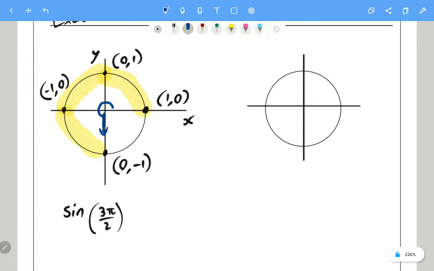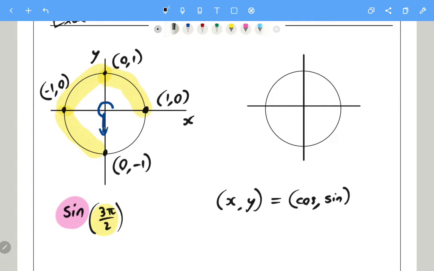And the second part of it is to do with whether it is sine or cosine. In this case, it's sine. Now remembering, the x-coordinate and y-coordinate match up with cos and sine. Therefore, since we're interested in sine, we're interested in the y-coordinate, which means we're interested in the negative 1. What's the y-coordinate after a 3 pi on 2 rotation? Well, it's negative 1.